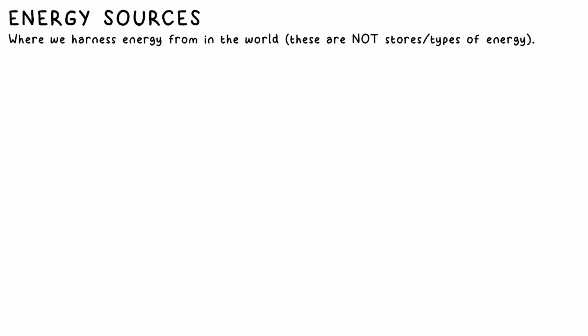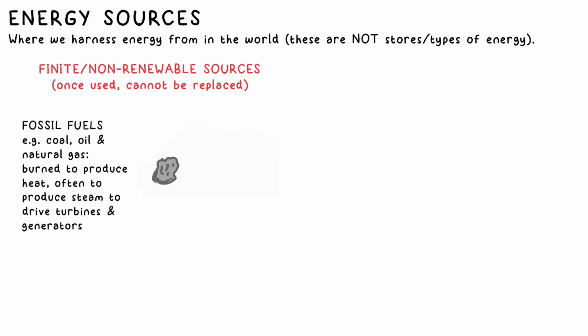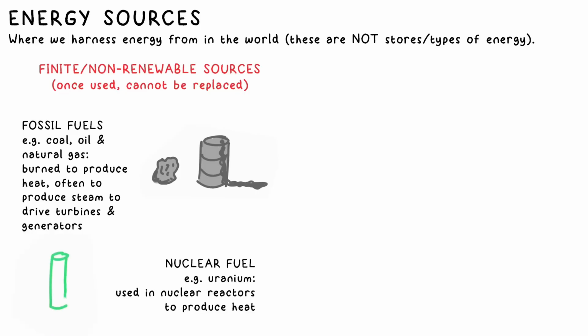Energy sources are not the same as energy stores. Rather, energy sources are where we harness energy from in the world around us. Finite or non-renewable sources include fossil fuels like coal, oil and gas, all burned to create heat, for example in electrical power stations. Finite means that once used up, no more can be obtained. Nuclear fuel like uranium is also finite, although would not run out for a very long time.